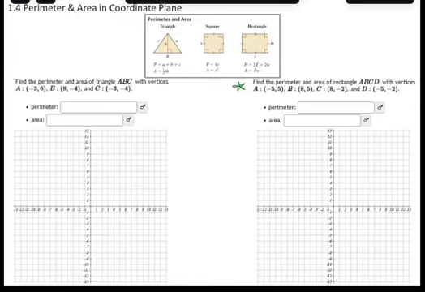And so I'm going to plot the points. Negative 5, 5 is point A. Point B is 8, 5. So 8 on the X, 5 on the Y. Point C is 8, negative 2. And then point D is negative 5, negative 2. And what you should see here is that this forms a rectangle.